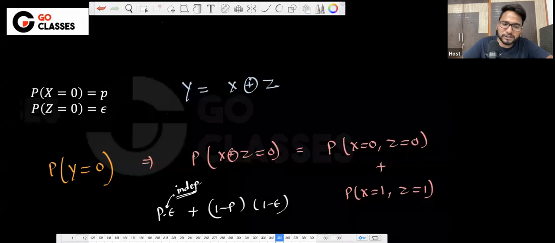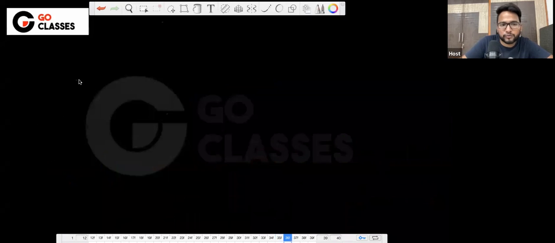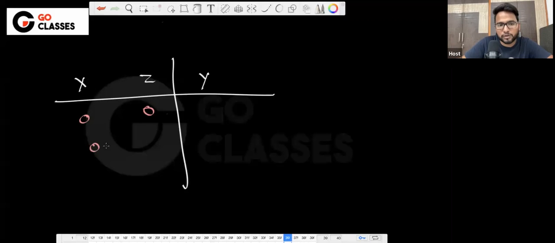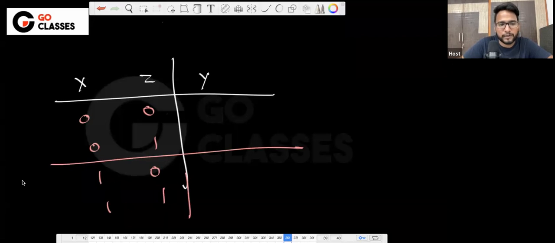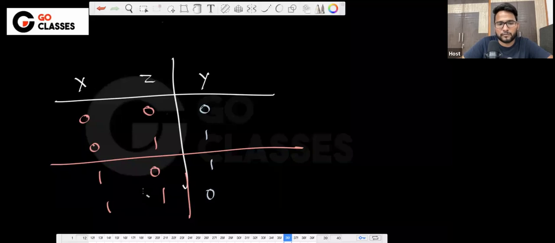Now, if you want, you can also draw the table. This is X, Z, and this is Y. The rows are 0 0, 0 1, 1 0, 1 1. Now, what is the value of Y here? This will be 0, 1, 1, 0, right? This is correct, right? Okay.